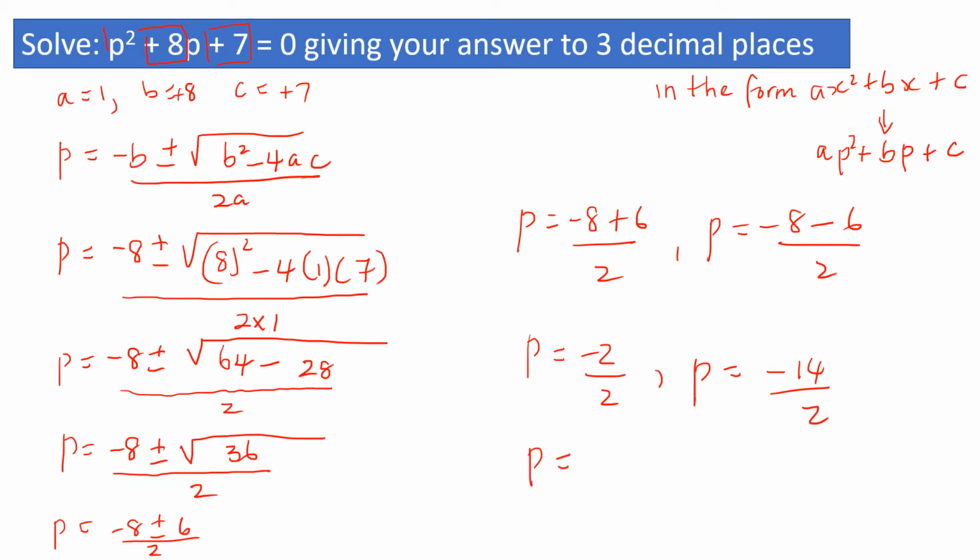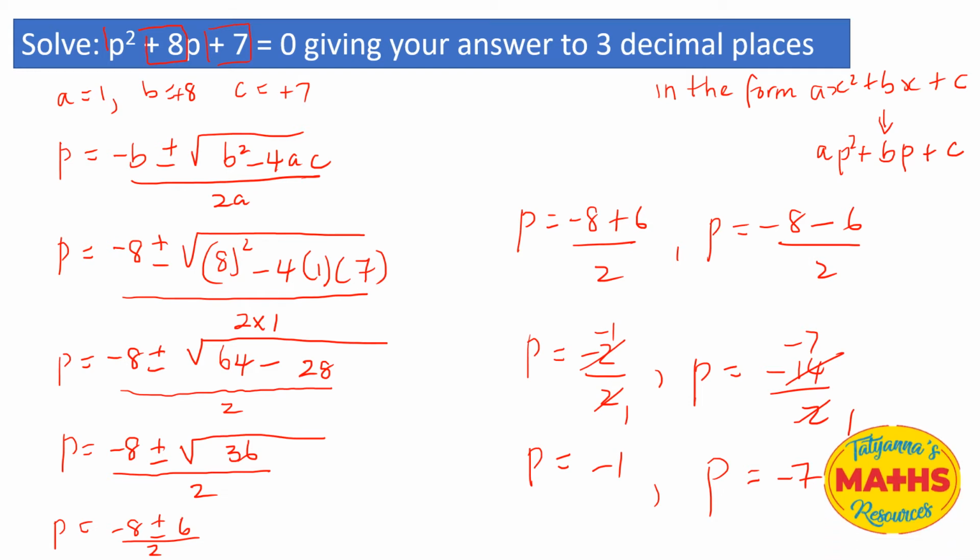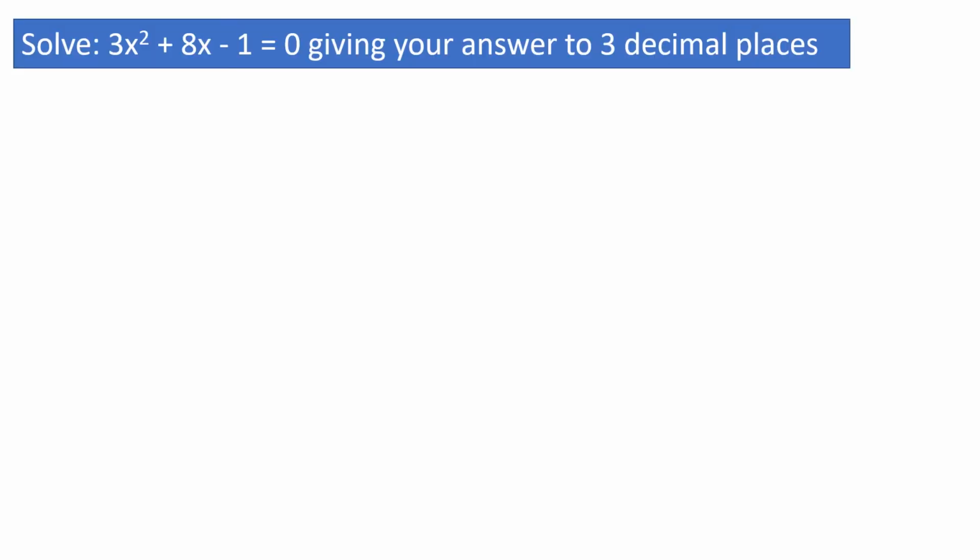Now we cancel. 2 twos is 1, 2 into negative 2, we get negative 1. So p is negative 1, or cancel: 2 twos is 1, 2 into negative 14 gives us negative 7. So p is equal to negative 7. So our final answer: p is negative 1, or p is negative 7.